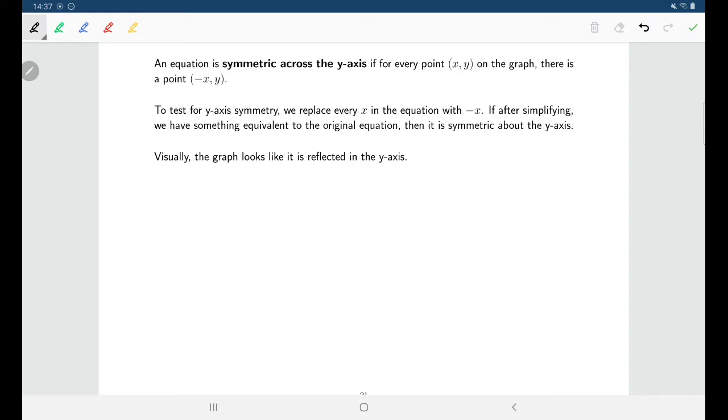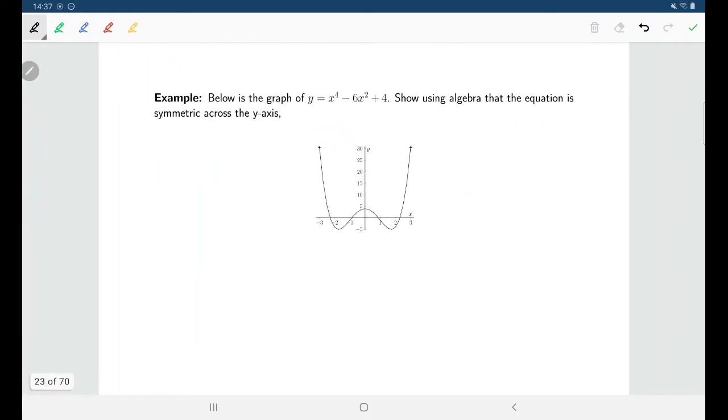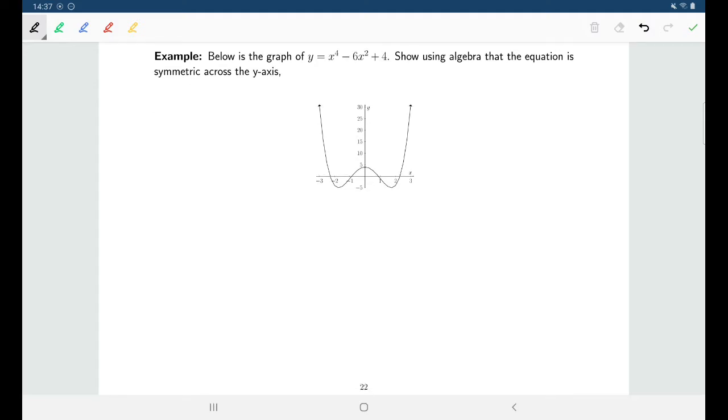So let's take a look at this example. Here is a graph of a nice little polynomial function, y equals x to the 4 minus 6x squared plus 4. Visually it looks symmetric across the y-axis, but now we're going to confirm with algebra that it is. What we'll do is take that equation and replace each x with negative x.